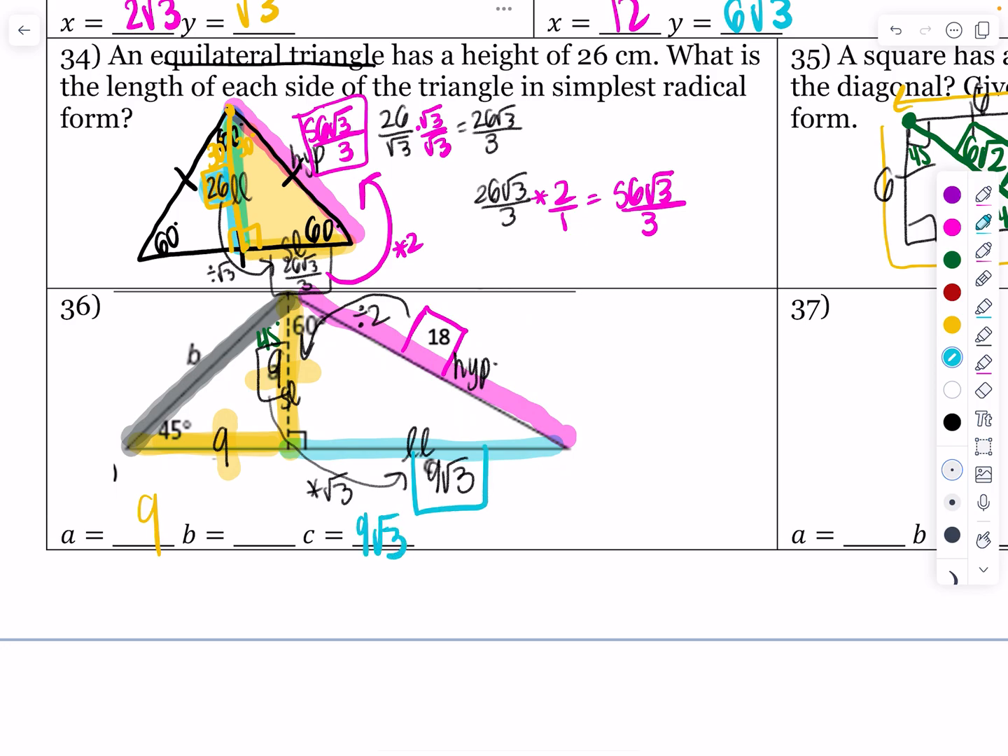Okay. Last but not least, I want to find B, which is this one out here. How do I go from the 9 to that hypotenuse in a 45, 45, 90 triangle? I multiply by root 2 as my factor. It's getting bigger, so I multiply by root 2. So 9 root 2 was my B value.